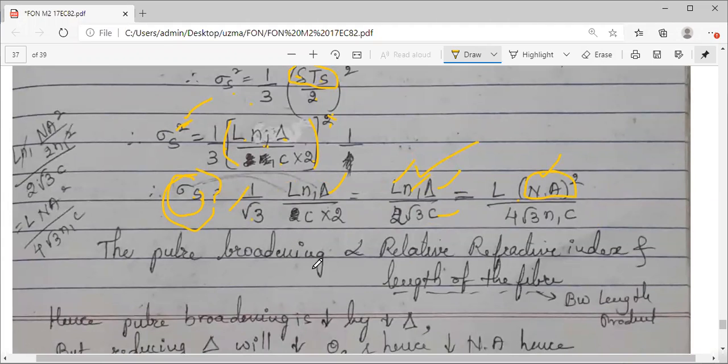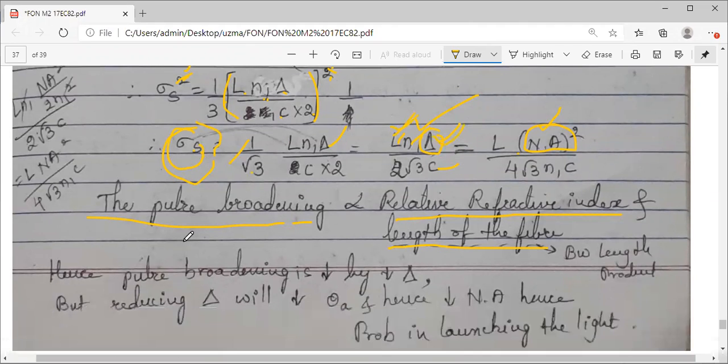The pulse broadening in case of multimode step index fiber is directly proportional to delta value, right? Numerator may have value of the delta. It is directly proportional to the refractive index as well as the length of the fiber. Instead of considering length, we can even take bandwidth length product. That is a very comparative quantity we use in case of those three different fibers. So here there is a direct relation between L and delta.